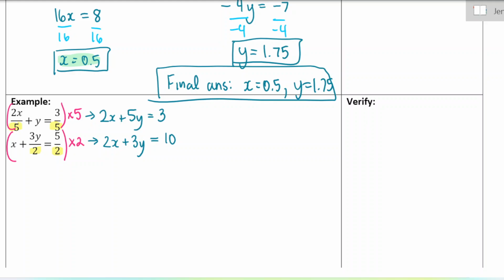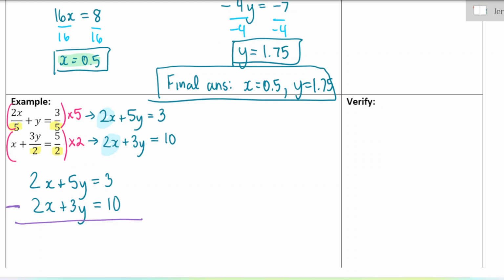So what I see here is that the 2x terms both match. So I'm going to get rid of those by subtracting. So let's set up our equations like this over here. And I'll have 2x. And remember, you want to write everything in line so the equal signs are all in line with each other. And you want to subtract. Okay.